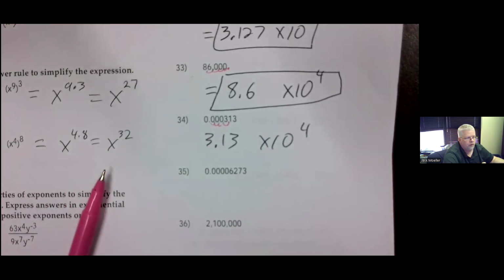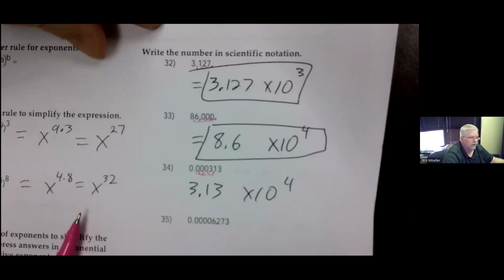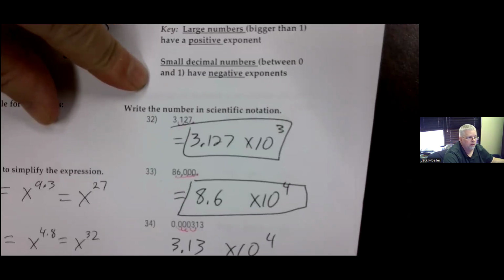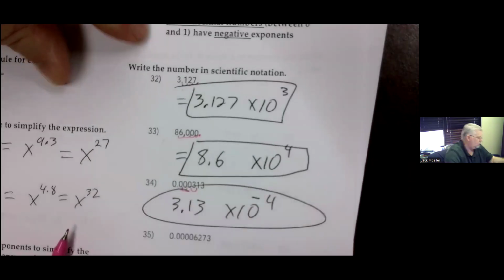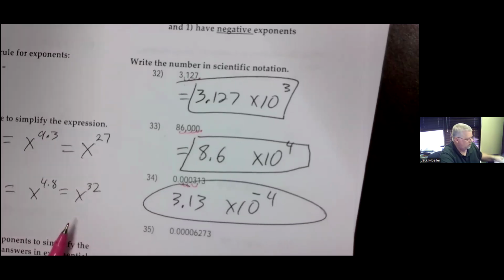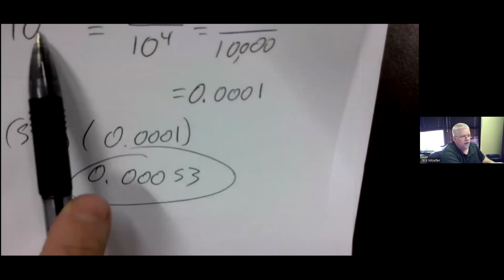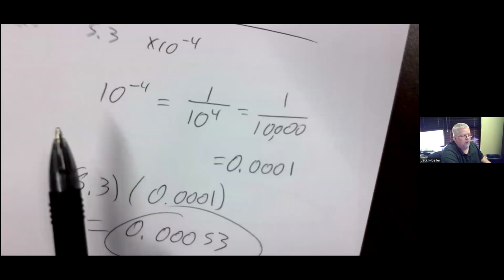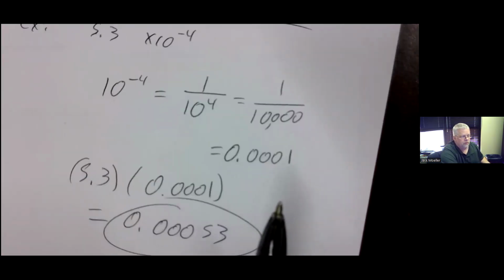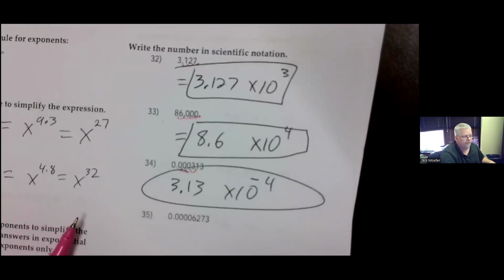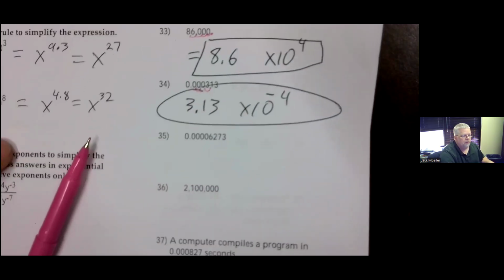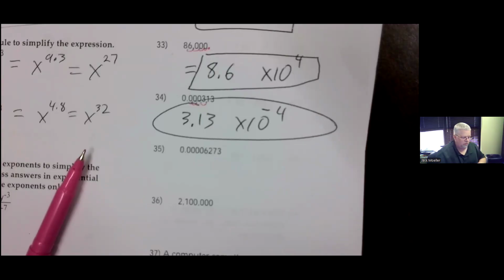Is this positive 4 or negative 4? Well, now we're dealing with decimals. So decimals have negative exponents. The reason it has a negative exponent is because that 10 to the negative 4th means 0.0001. So that's how we're getting all our decimals. All right, so go ahead and do the next couple, and then we'll compare answers and then go from there.